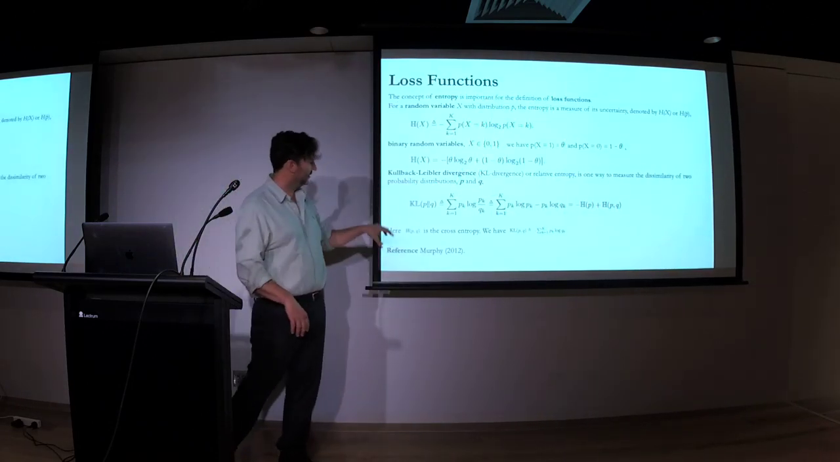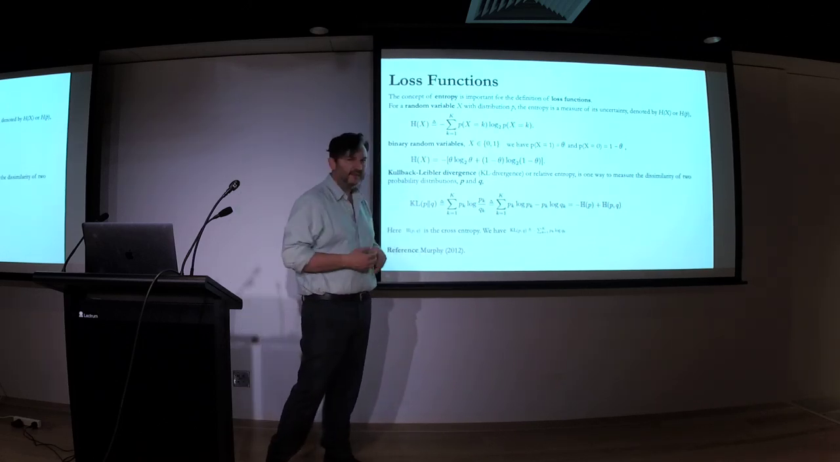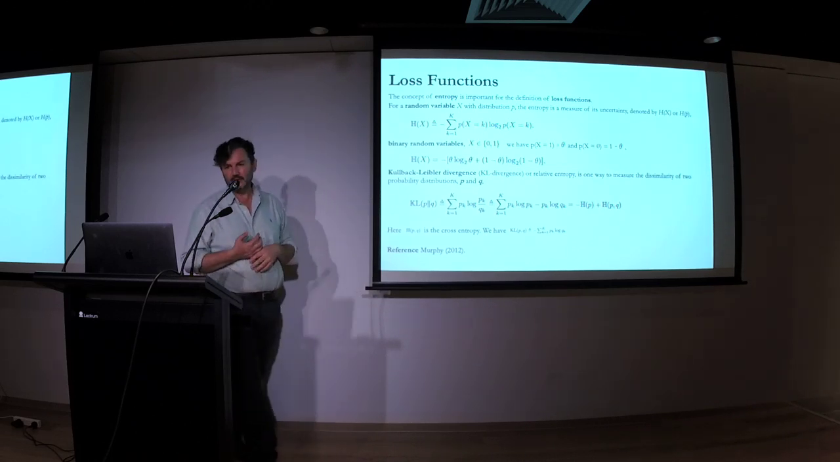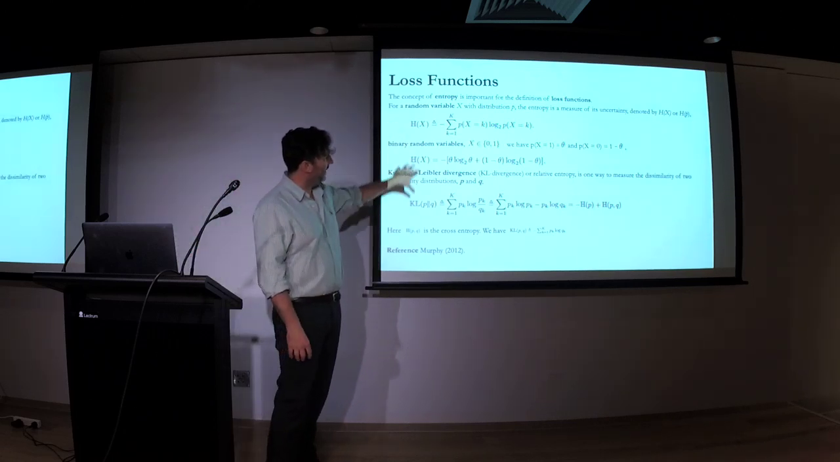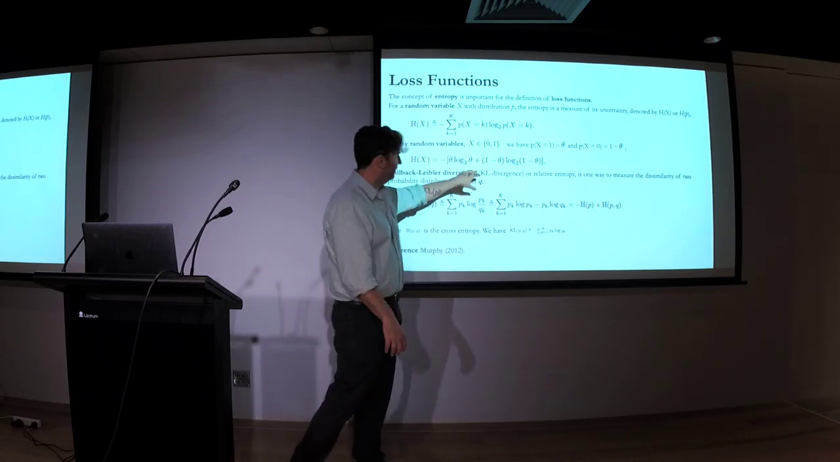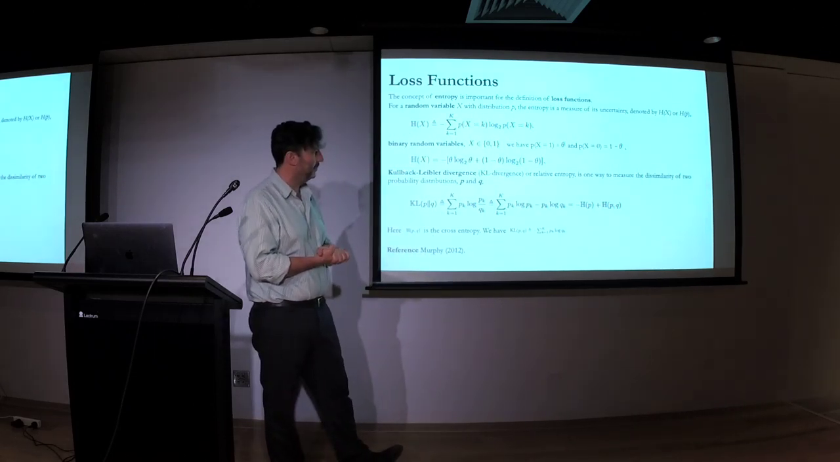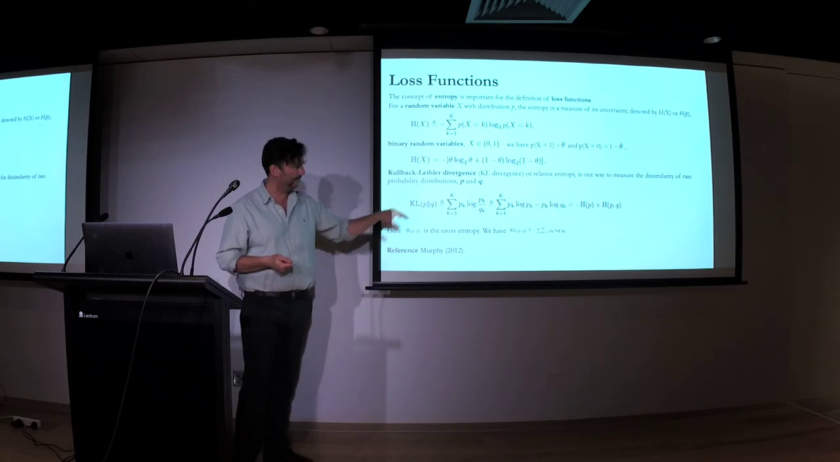And we've got loss functions as well. This is just taken from Kevin Murphy's book. I guess the concept of entropy is important in the definition of a loss function. And we spoke about KL divergence the other day in terms of relative entropy. It's one way to measure the similarity of two probability distributions, P and Q.